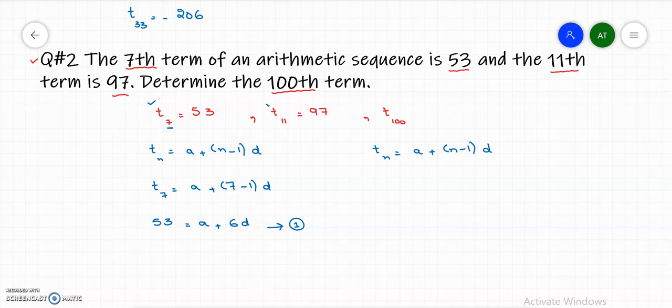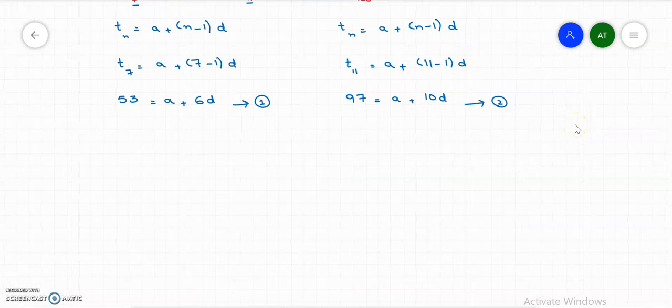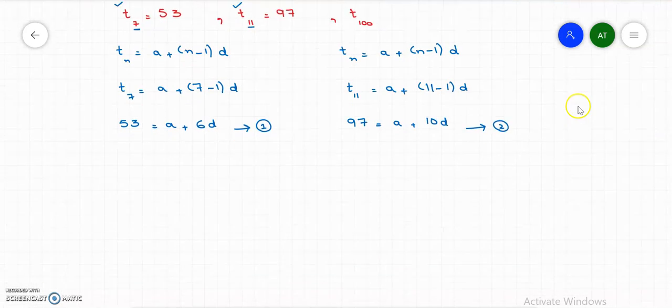Okay, now we have the second term, T11. So n is 11. T11 would be equal to a plus 11 minus 1 into d. And T11 is 97, so 97 equals a plus 11 minus 1, which is 10d. So that is my second linear equation. You can see we have a linear system with the unknowns a and d. We can solve these two linear equations by the method of substitution or the method of elimination, get the a and d values, and then we can easily find the 100th term, right?